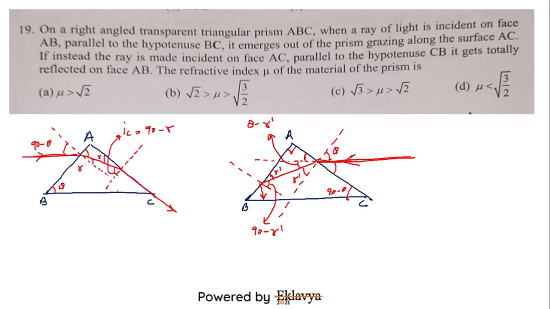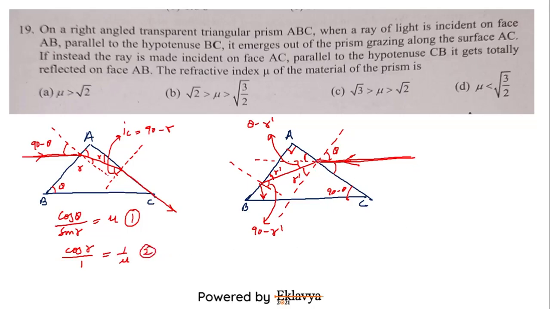So what are the conditions that we can write based on this? One, we should write Snell's law at this point. Sine of 90 minus theta will become cos theta upon sine r equals mu. Let's call this equation number 1. Then when we write Snell's law at this point, we write sine of IC, that means cos r by sine 90, that is 1, equals 1 upon mu. So this will become our second equation.